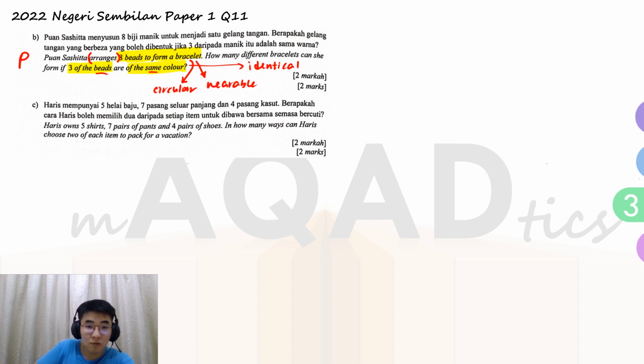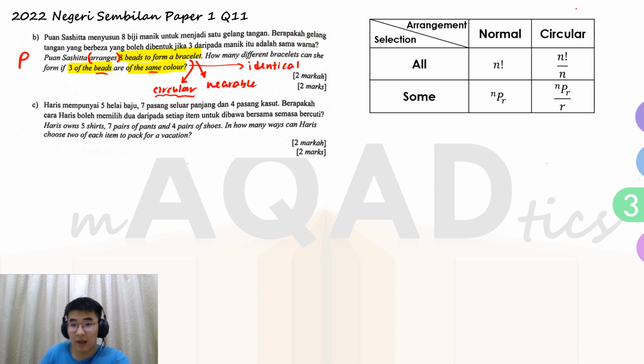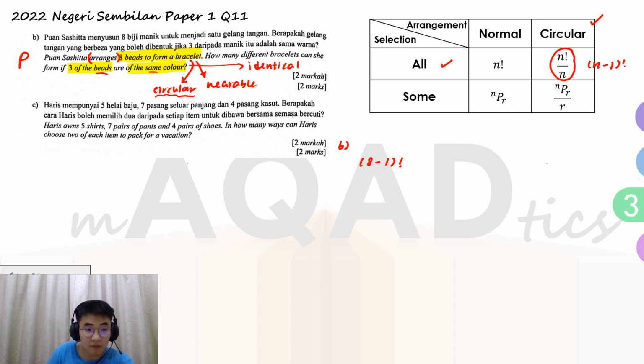Okay, so let's go to the first condition first. Now we are taking all the beads and arranging them, correct? According to the table of formulas here, our condition is selection is all, arrangement is circular. So we need to use this formula, n factorial divided by n, or you can write (n minus 1) factorial. These two things are the same. The value of n here is the number of beads, so here it would be (8 minus 1) factorial. So this is the first condition.